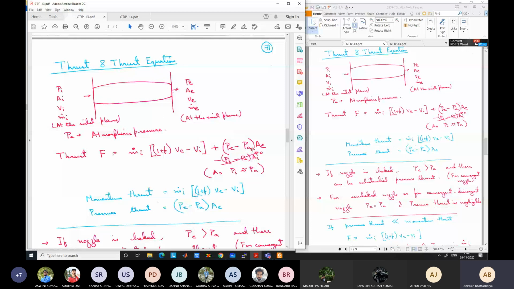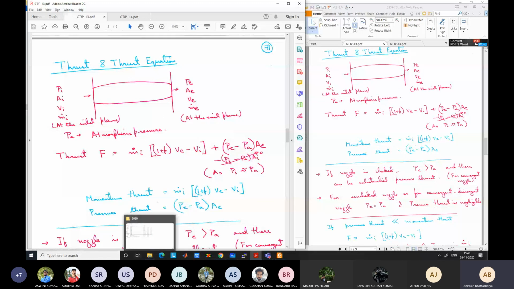This will only exist if the nozzle is choked in the convergent nozzle case. Otherwise it will be zero. If the nozzle is not choked, PE is equal to PA and there is no pressure thrust. In that case, only momentum thrust is present. In general, momentum thrust may also be much higher than the pressure thrust.